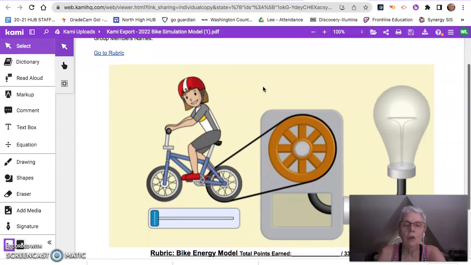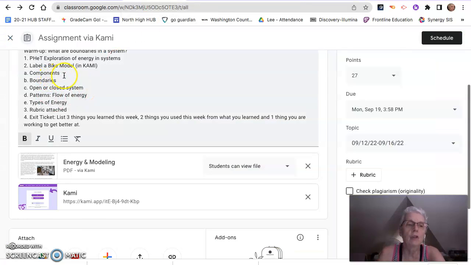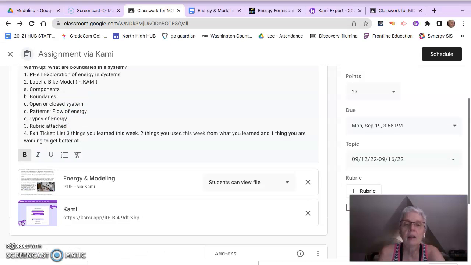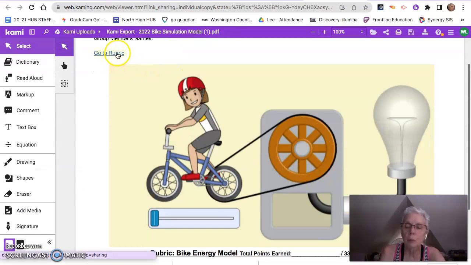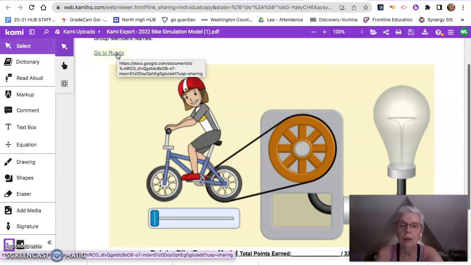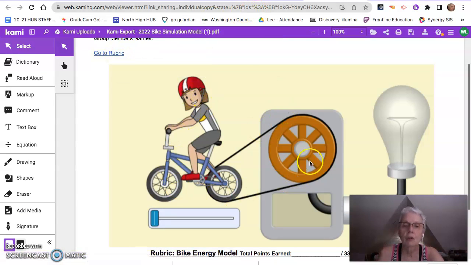Now on here, what do we need to do? Well, we need to do several things. One, we're going to label all the components. We're going to label all the boundaries. Label whether it's an open or a closed system. Label the flow of energy using arrows. You're going to tell me the types of energy that are going to be there. And you also, while you're here, want to go to this rubric so you'll know how you're going to be graded on this. So make sure that you're doing all of that.